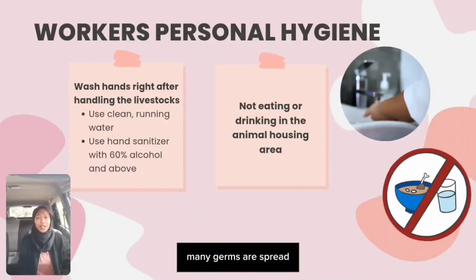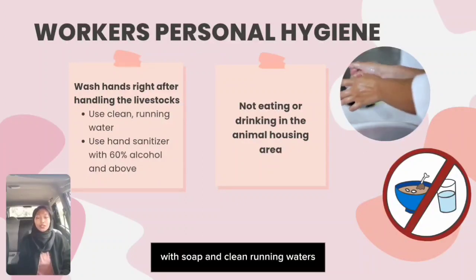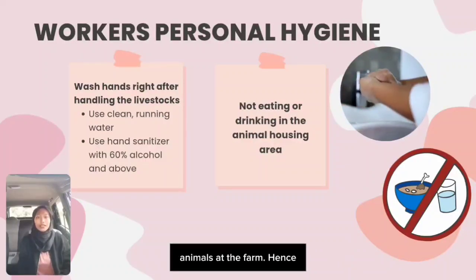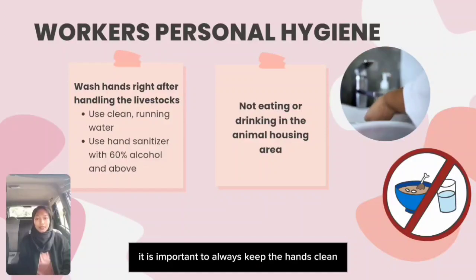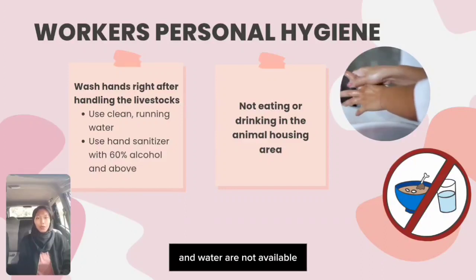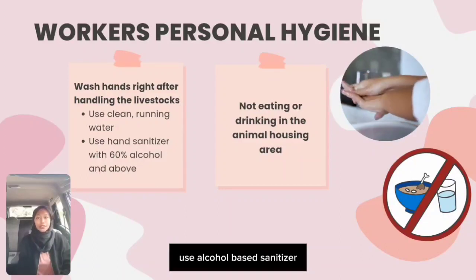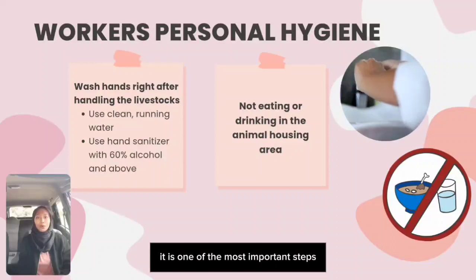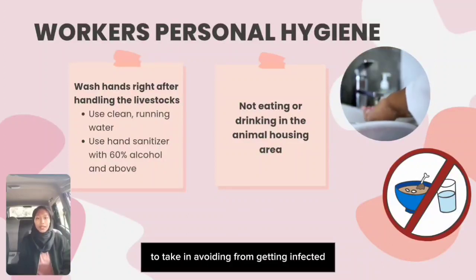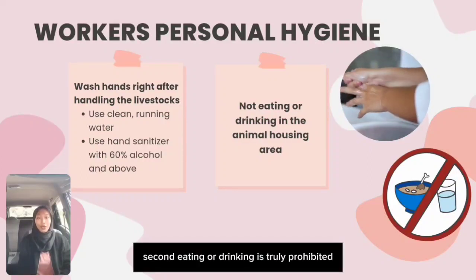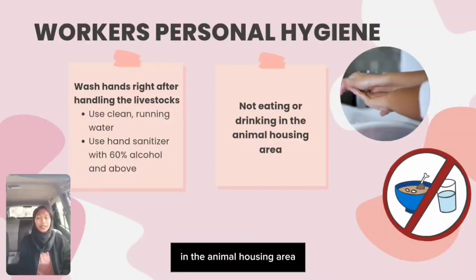First, many germs are spread by not washing hands properly with soap and clean running water. Workers can come in contact with the livestock animals at the farm. Hence, it is important to always keep the hands clean. Wash hands right after handling the livestock. If soap and water are not available, use an alcohol-based sanitizer that contains 60% alcohol and above. It is one of the most important steps to take in avoiding getting infected as well as spreading this germ to others. Second, eating or drinking is strictly prohibited in the animal housing area.